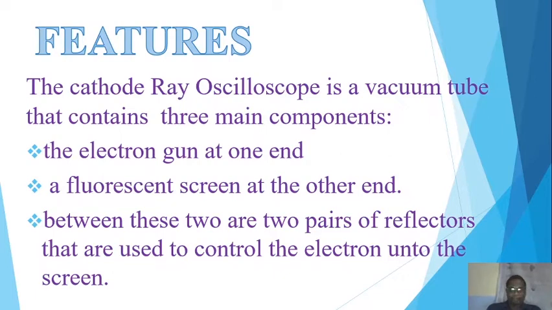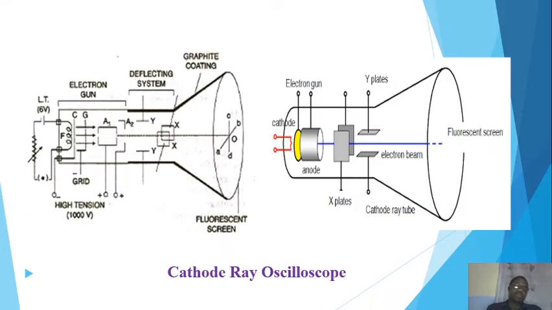In the right order, number one, we have the electron gun. Number two, we have the deflector plate. And number three, the fluorescent screen. These are the three major parts. Now, let me briefly explain these three major parts. If you look at the diagram of the oscilloscope, we have the electron gun. The electron gun consists of the filament, the cathode, and the grid. These are the three major parts of the electron gun.